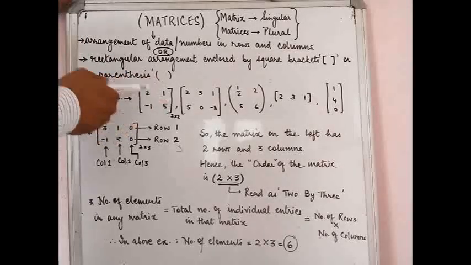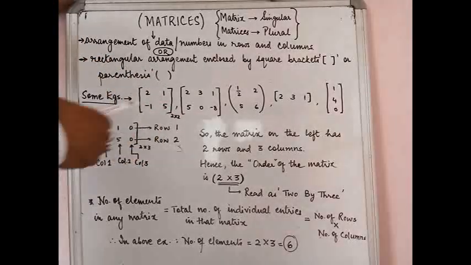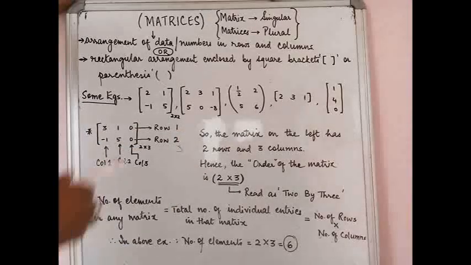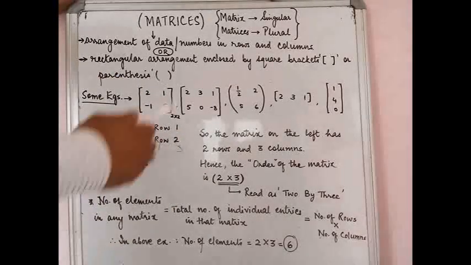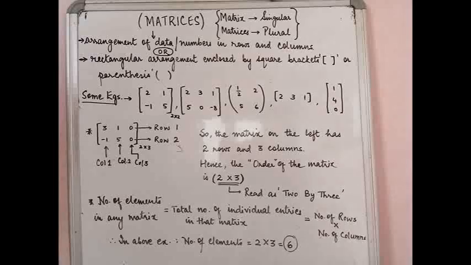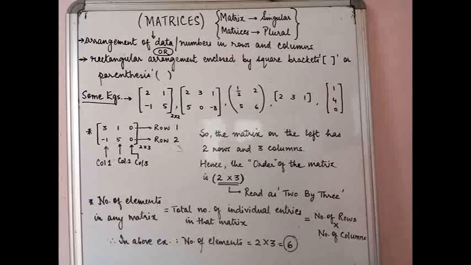Okay, so 2 rows and 2 columns, 2 by 2, 2 into 2 will give you 4. Okay, so there are 4 individual entries. Similarly, you can do it for the remaining matrices also.